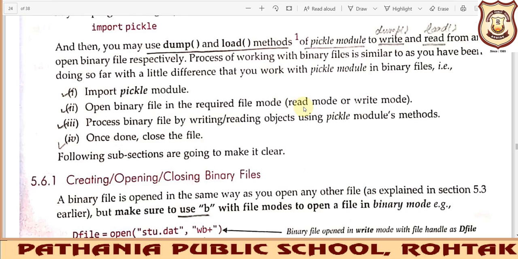Actually it will not be R plus, it will be RB plus, WB plus. The name of the modes will be R, W, A. They all will be followed by B, to indicate that we are dealing with the binary file. So RB mode, WB mode, WB plus mode, RB plus mode, A plus, AB plus, AB. Right, so whatever modes we have already read, we just need to add B to that particular mode name.